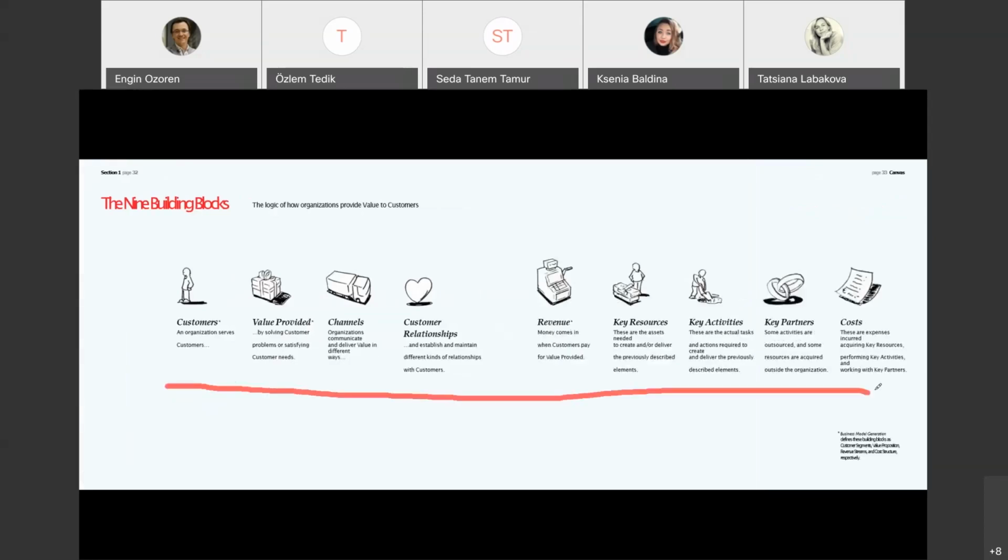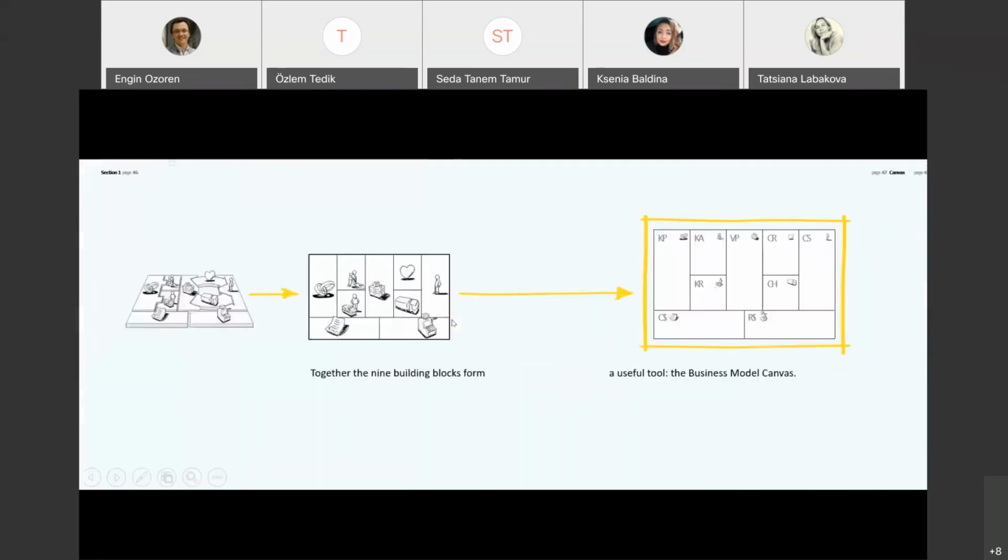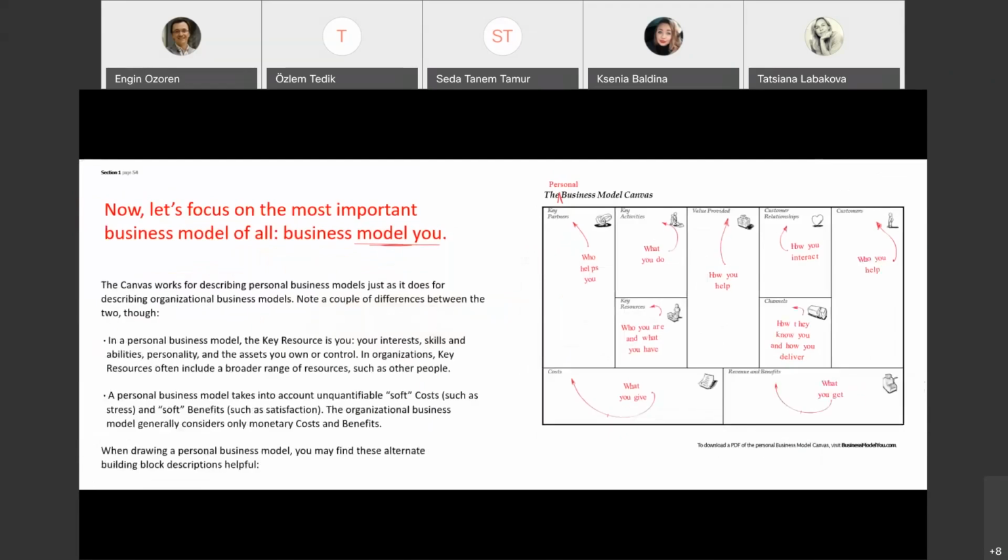We start from the customer to cost in nine pillars, but for our daily lives, we don't have customers. So it changed a little bit from customers to who you help. When you think about customers for businesses, for the individual, meaning the personal business model, we say who you help. And the value proposition changed to how you help. You understand? The value proposition is how you help. The channels are how they know you and how you deliver to these people, and finally, how they interact with you. Finally, in return for the value propositions, there is revenue and benefits, what you get.